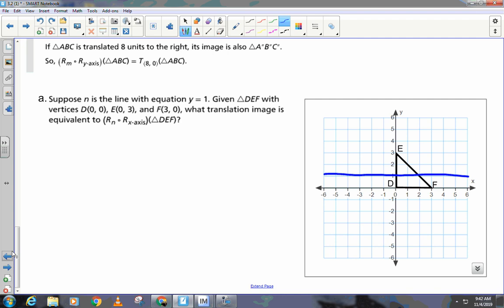Given triangle DEF with the vertices, what translation image is equivalent to a reflection over the x-axis and over the line N? Here's the x-axis, right? So what are we going to do first? We're going to reflect over the x-axis, correct? And then we're going to reflect over the line N, correct? So we're going to do this, and then back up here, correct? What's the translation equivalent to?